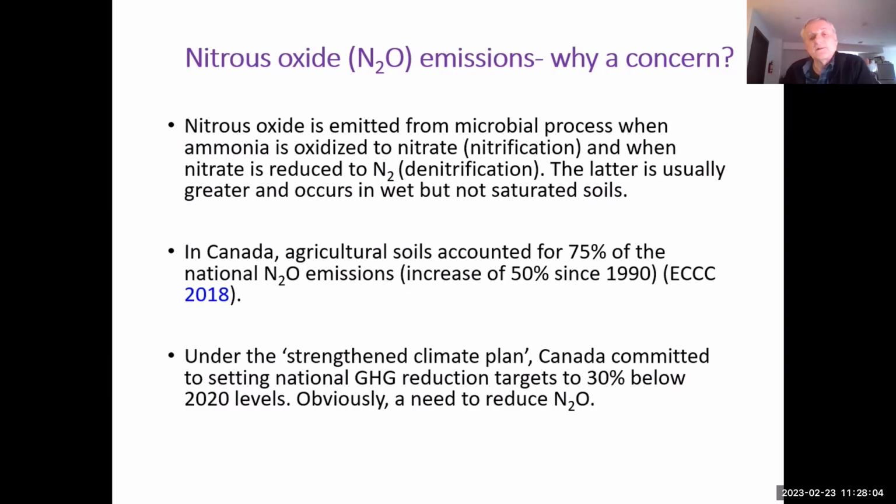In Canada, agricultural soils account for 75% of the national nitrous oxide emissions. And of importance, there's been a 50% increase since 1990, and it's mainly attributed to higher inputs of fertilizer. So on the other hand, we have Canada's strengthened climate plan, which is a commitment to set national GHG reductions at 30% below 2020 levels. So obviously we have a strong need to be concerned about nitrous oxide.